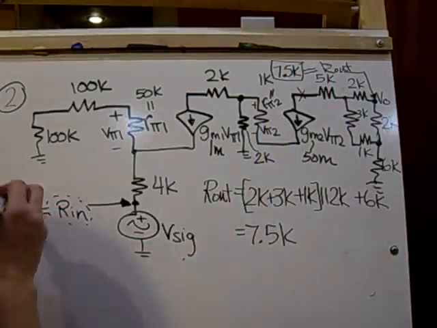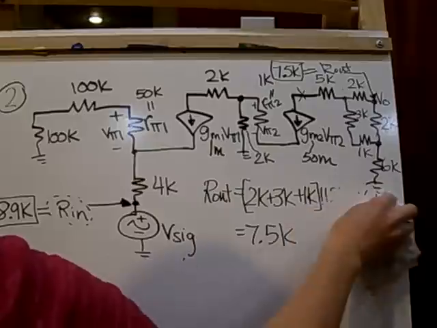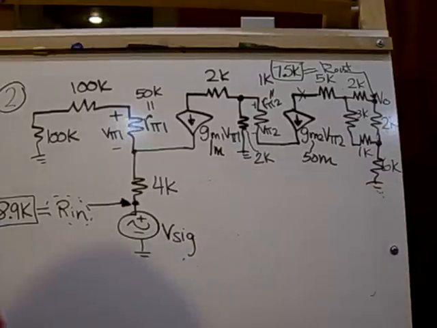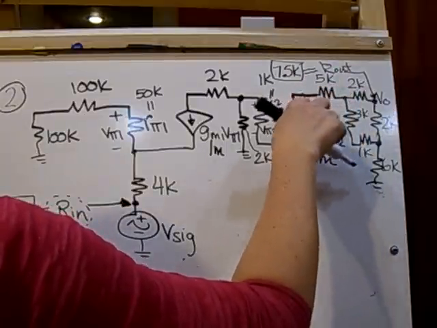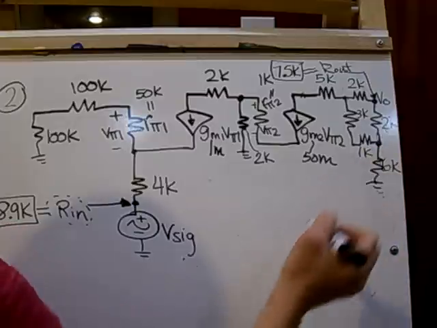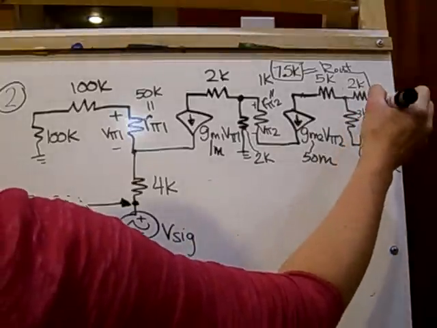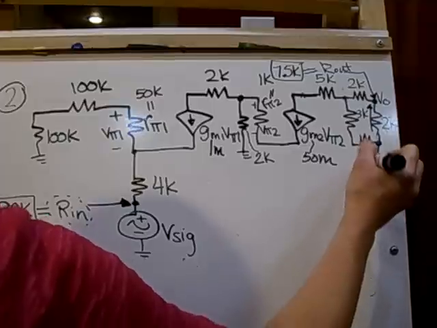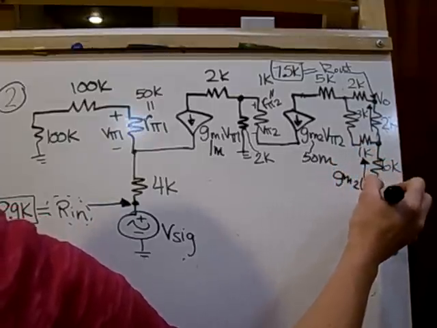So next, finding V out over V sig. I'm going to start with a V out equation. So I have a current here, and it goes in, it splits, and then it converges again, and that same current goes out. So I can use a current divider and find the current in this branch, and the current down here is going to be GM2 V pi 2.